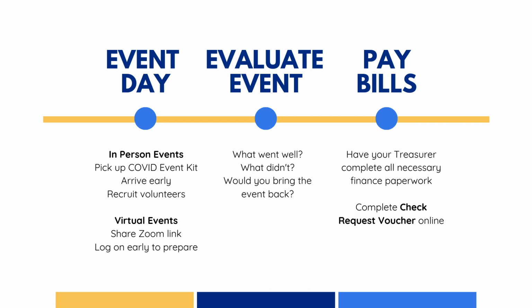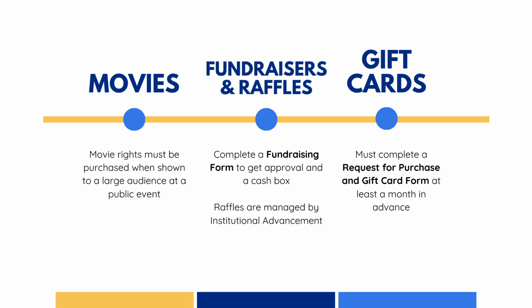First, we hope you evaluate your event. Talk with your group members about what went well, what didn't, whether or not you would bring the event back, and make sure to jot these notes down for the future. Also, make sure that your treasurer completes any of the necessary financial paperwork. The important form here is the check request voucher, which also can be found online at lead.worcester.edu/forms.